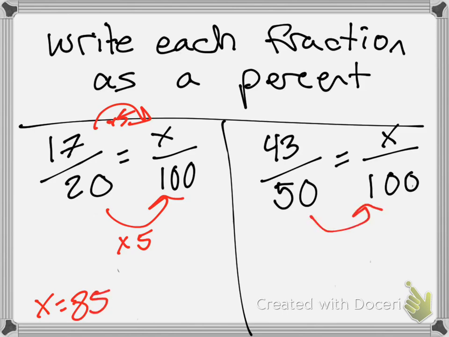Same thing on this side. How do we go from 50 to 100? Say it together. Times 2. Multiply by 2. So we do the same. Times 2. We get x equals 86%.